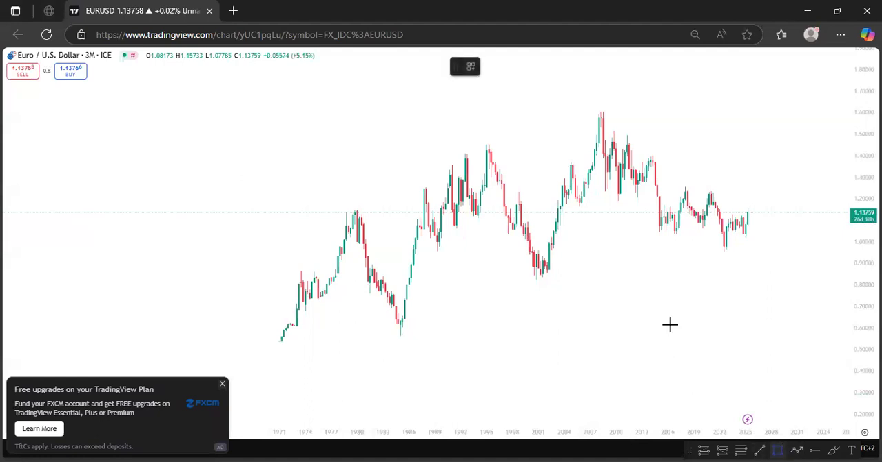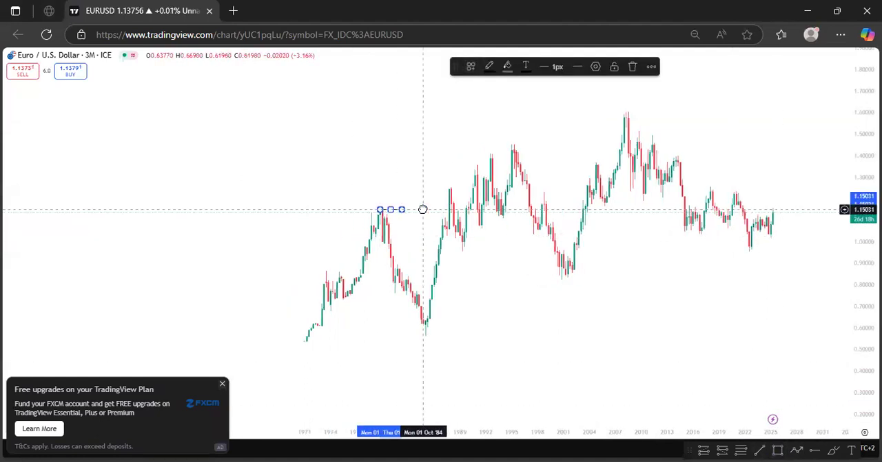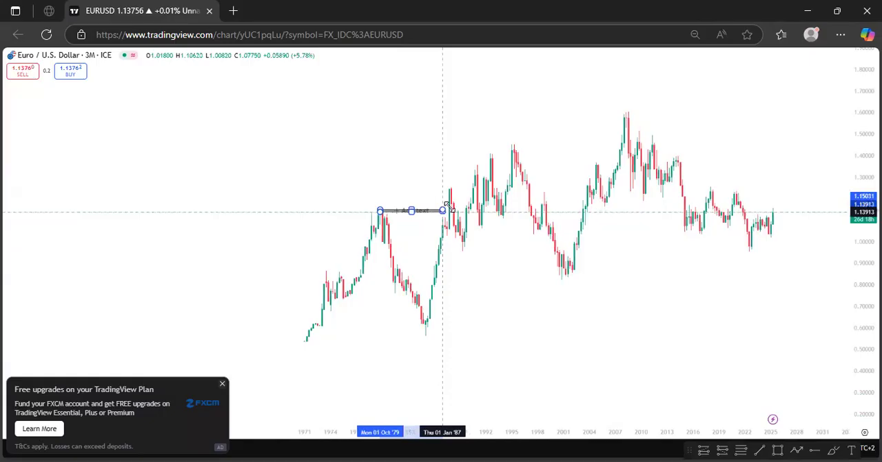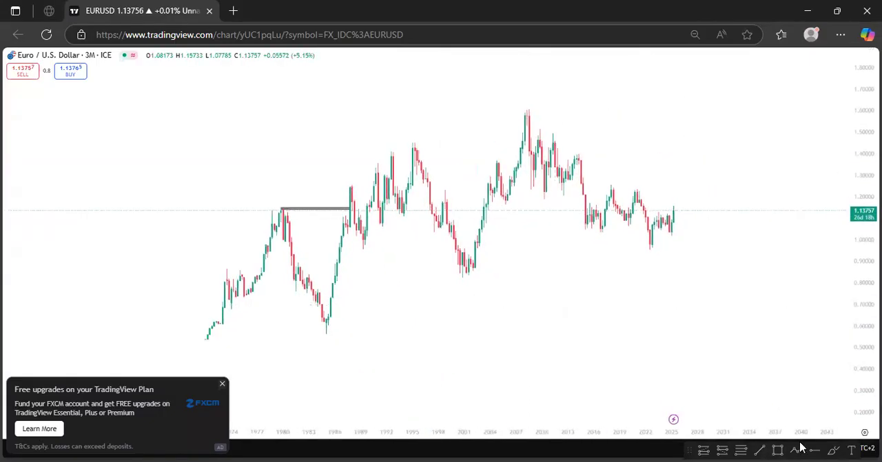And as you can see, we have break of structures to the upsides. From here, you can see this break of structure to the upsides, and you can see this other break of structure here to the upsides. Now, this indicates that this is an uptrend.